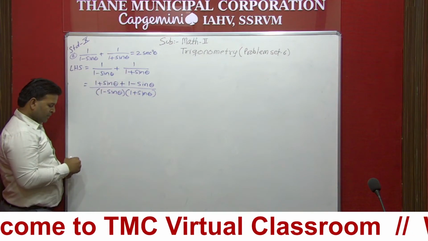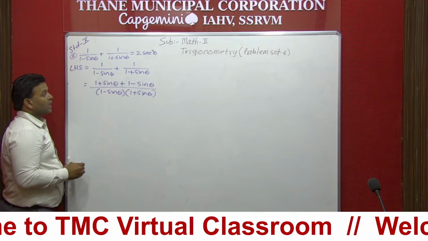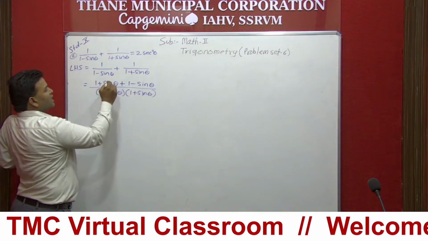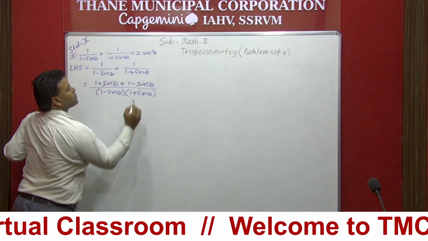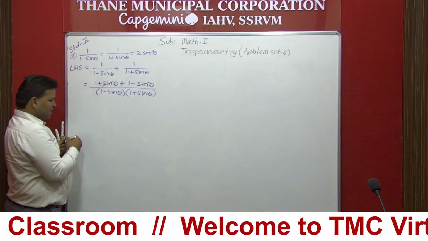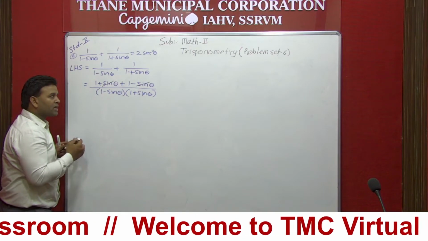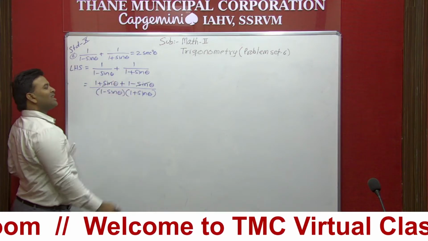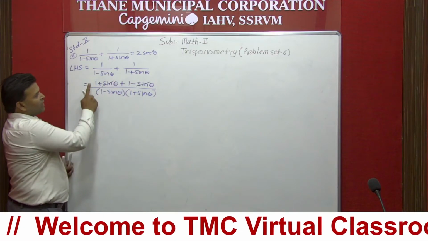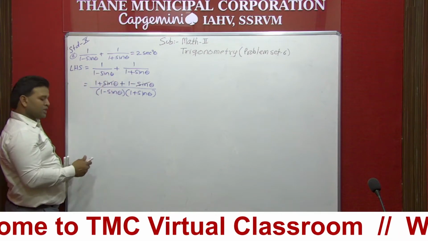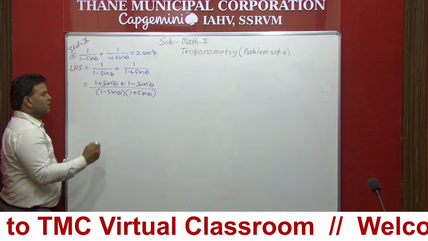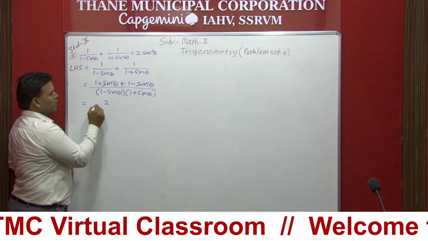And the next step, see the next step carefully. In the next step, here sine theta is positive and sine theta is negative, so both will get cancelled. If the terms are same and having different signs, they will always get cancelled. After cancelling these two, we are left with 1 and 1. Both are positive, so 1 plus 1 is 2. The next step is 2 upon.